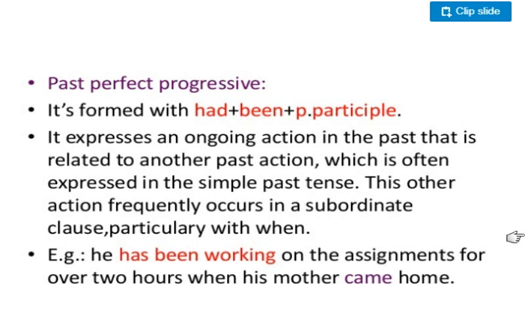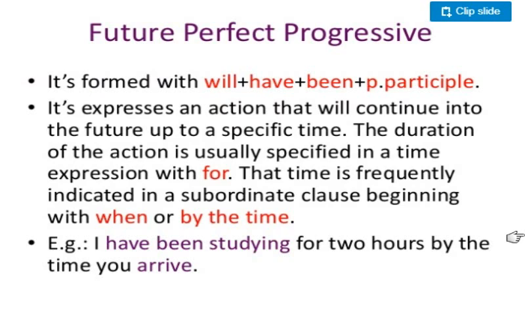Past perfect progressive. It's formed with "had been" plus the present participle. It expresses an ongoing action in the past that is related to another past action, which is often expressed in the simple past tense. This other action frequently occurs in a subordinate clause, particularly with "when". He had been working on the assignments for over 2 hours when his mother came home.